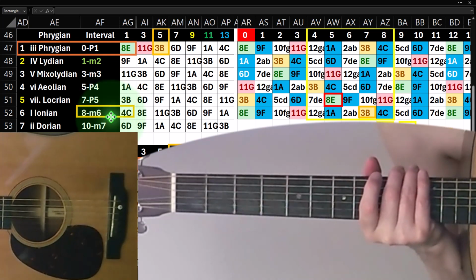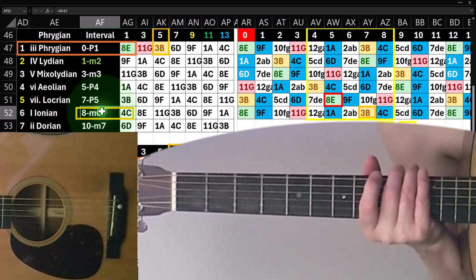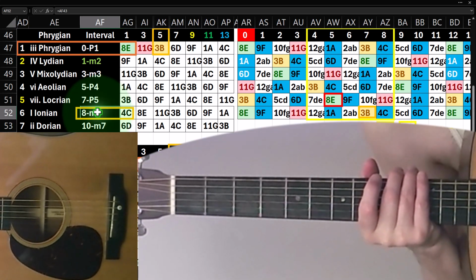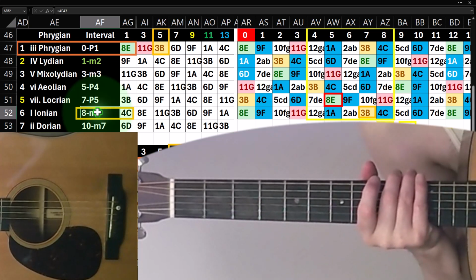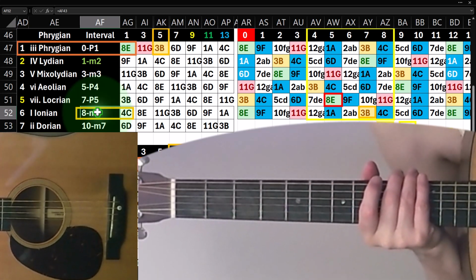Let's go to the next one. We have an 8-note away minor 6. So the minor 6 is flattened. On the major scale, it would be a 9-note away major 6. We flattened it as we would expect on a minor mode like the Phrygian mode.